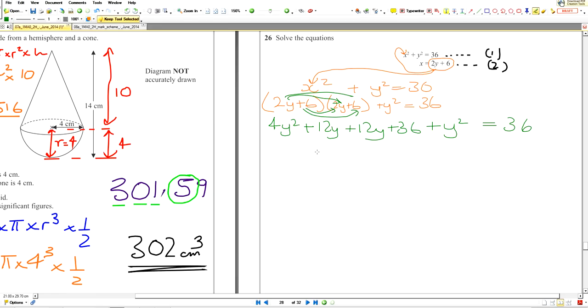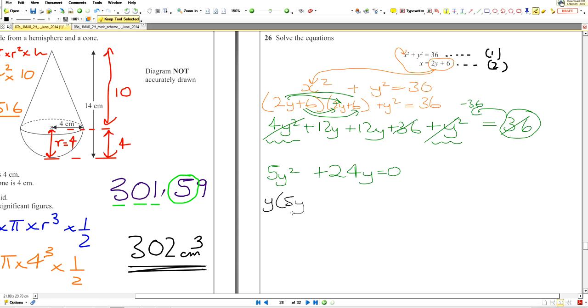Now we need to rearrange and simplify all of this. The plus 36 needs to come over to here. We want to make a nice quadratic equation. So we have 4y squared, and then we add 1y squared, and that will give us 5y squared. Opposite of add 36 is minus 36, so these two will cancel each other out. And we have plus 12y, add another plus 12y, that will give you plus 24y is equal to 0. Now, if we factorize out the y, we will get y times 5y plus 24 is equal to 0.